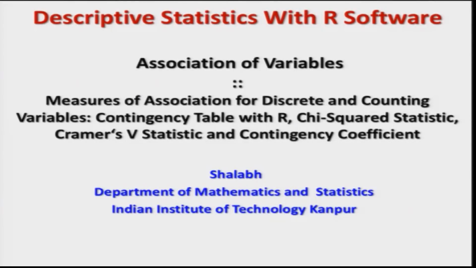Welcome to the next lecture on the course Descriptive Statistics with R software. You may recall that in the last lecture we started a discussion on measuring the association between two discrete variables on which the observations were obtained as numbers obtained by counting. And in that lecture we had discussed that from the given set of data we can create a table and a contingency table.